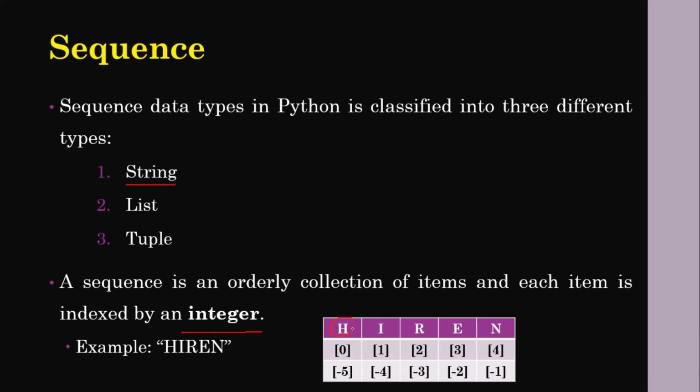You can see that this letter H is represented by 0. Yes, it starts with 0, not with 1. So the first letter is represented by 0, and then we have 1, 2 and so on. It goes up to the fifth character, so we have a maximum value of 4, and it can be represented with a negative integer also. It will start in a reverse manner, and here you can see that we have -1, and then it goes to -5. This is how each and every item in Python is indexed by an integer.